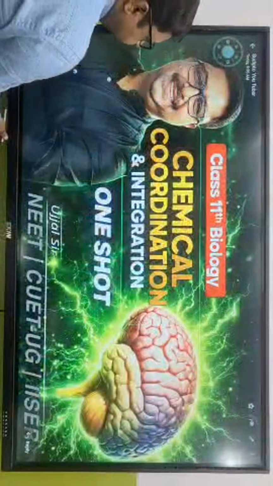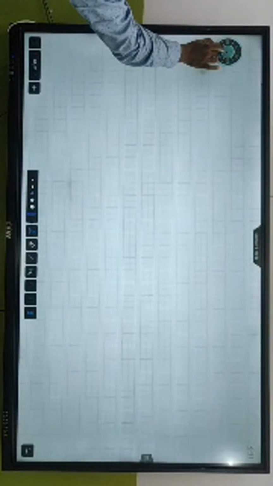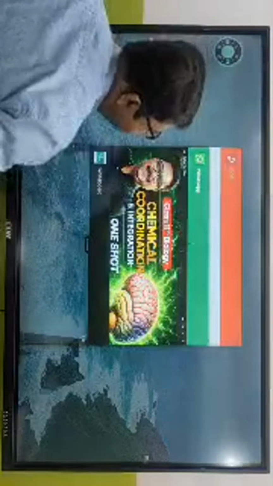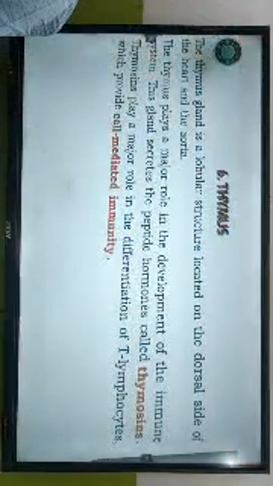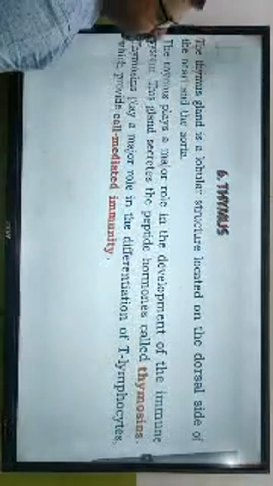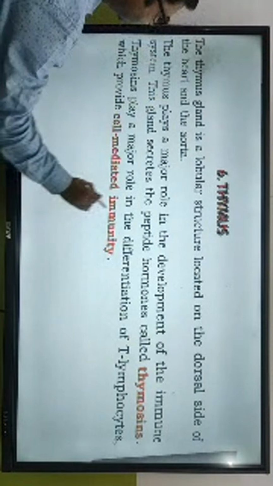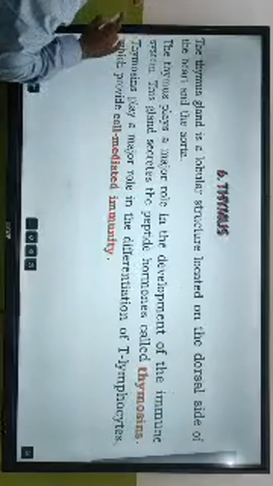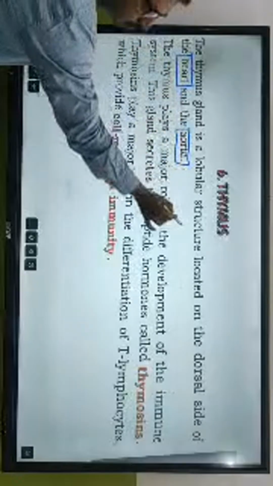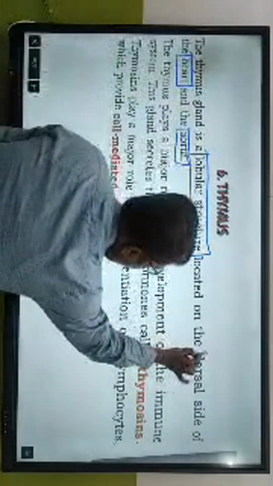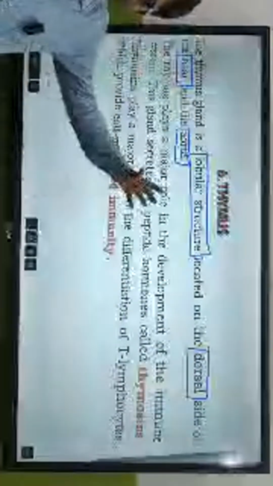When you talk about thymus gland, what is the location of it? What does the NCERT say about it? Let's find out. The thymus gland is a lobular structure located on the dorsal side of the heart and the aorta. Lobular structure is important. It's a lobular structure on the dorsal side of the heart.